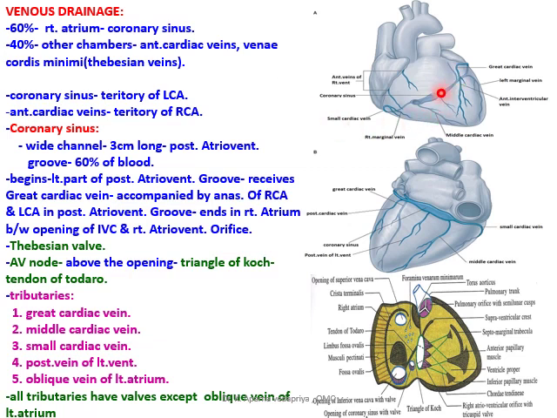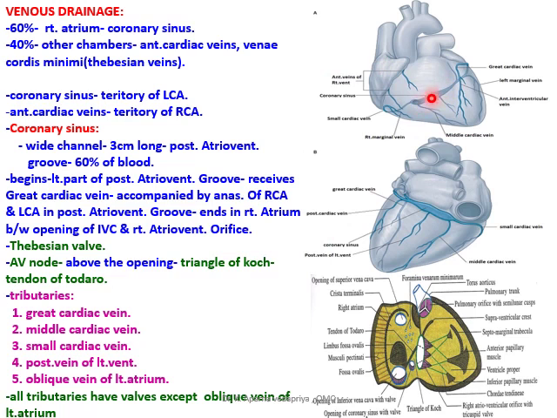And this coronary sinus drains the territory of the heart, that is the area of the heart that is supplied by the left coronary artery. And these anterior cardiac veins drain the area that is supplied by the right coronary artery.